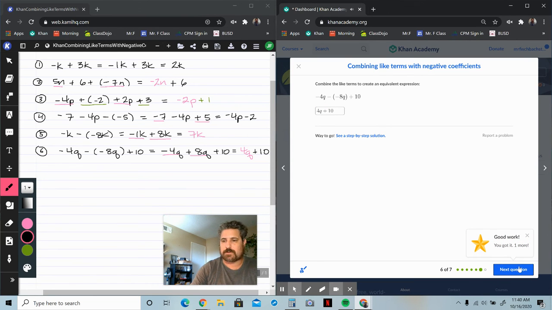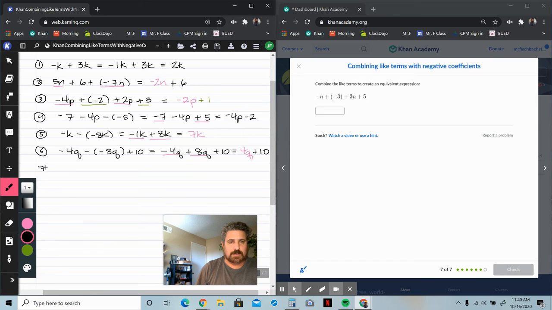And the last question is negative n plus negative 3 plus 3n plus 5. So let's do that. You've got negative n plus negative 3 plus 3n, and then plus 5. So what is plus negative 3? That's just negative 3, right? So you can think of this as negative n minus 3 plus 3n plus 5. Ultimately, I don't think it matters much. Just keep the signs on the left.